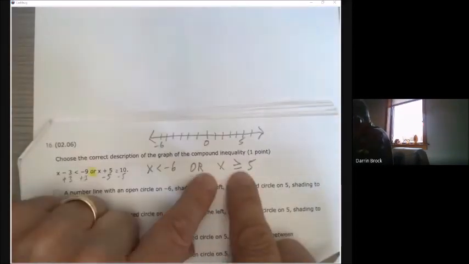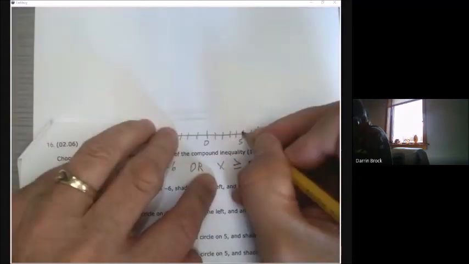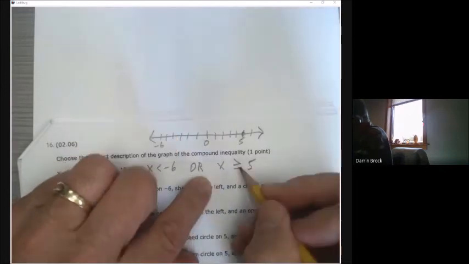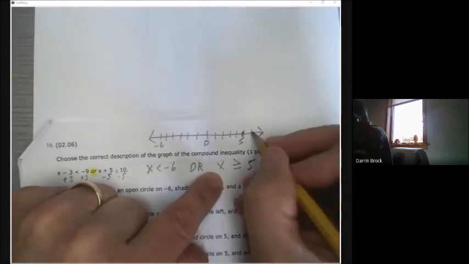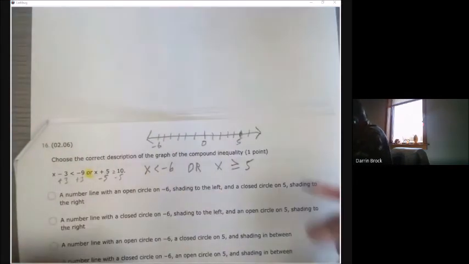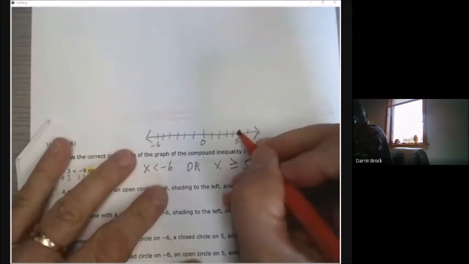So x greater than or equal to 5. We've got to fill that one in because of that equal to. And x is everything bigger than that. So I'm going to use this so it shows up better. Everything bigger than that.